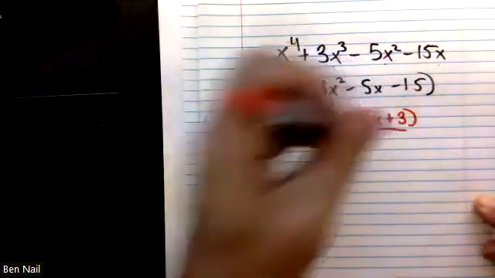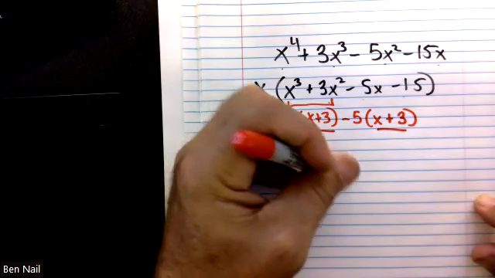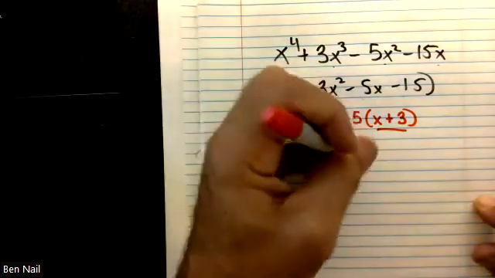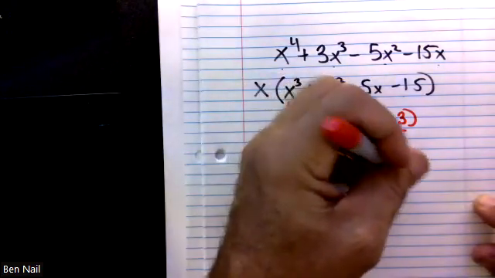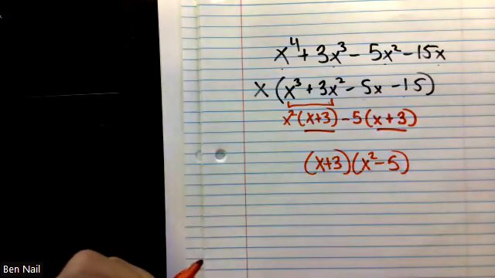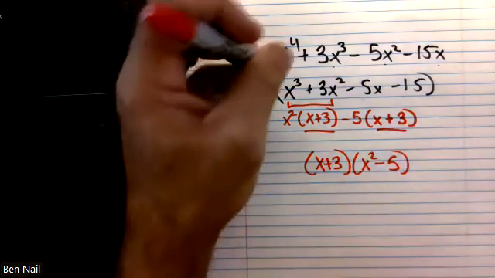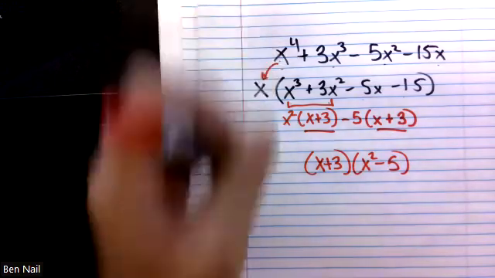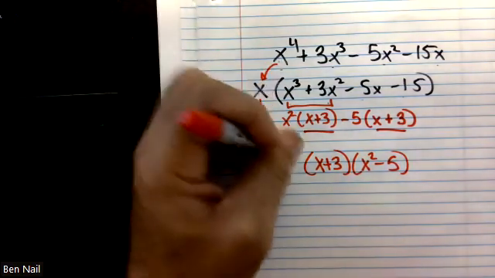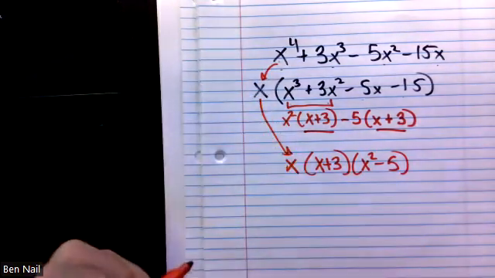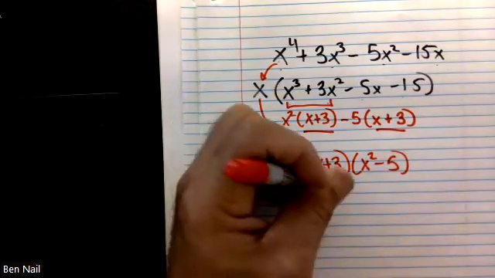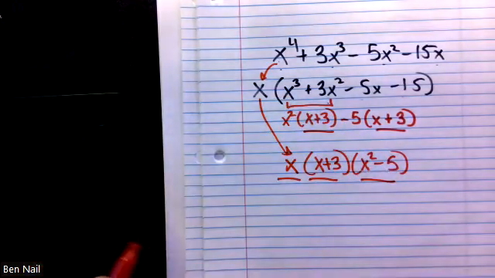So again, that x plus 3 is my greatest common factor, and then I'm left with that x squared minus 5. But don't fall into the trap. Don't forget that we started with our greatest common factor of x, which is still one of the factors. So that's part of your final factored form.